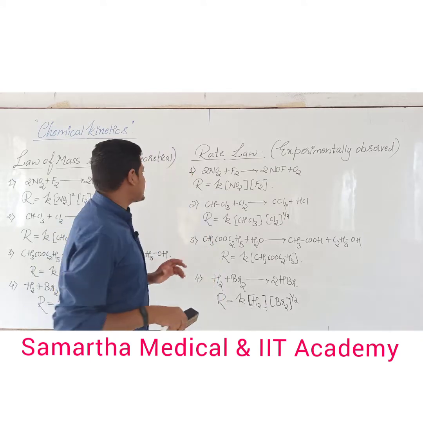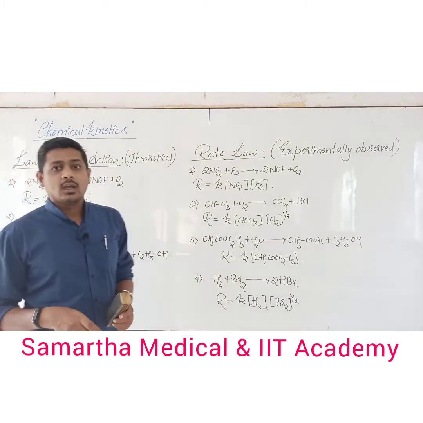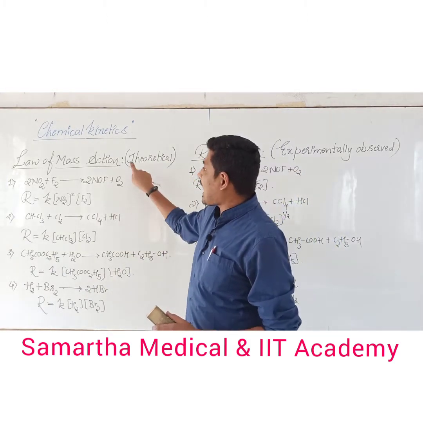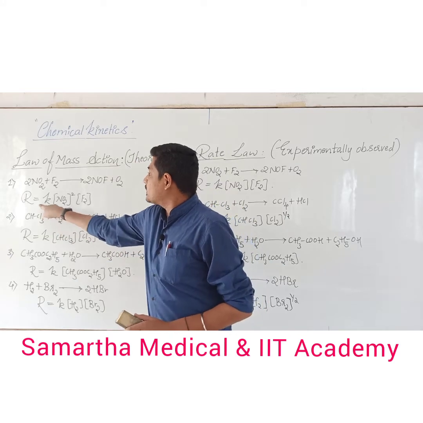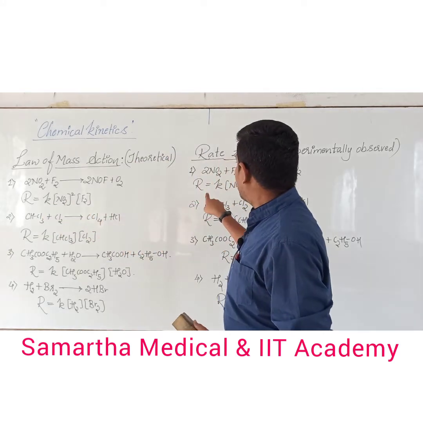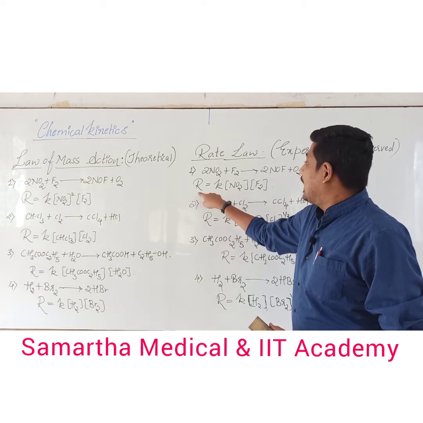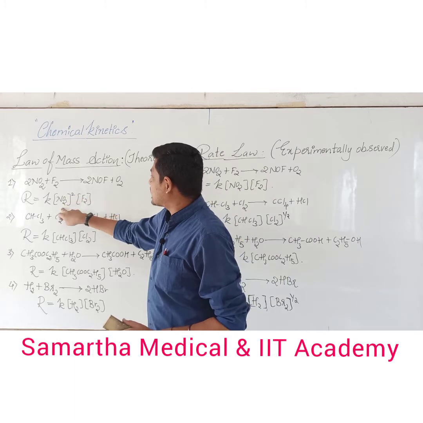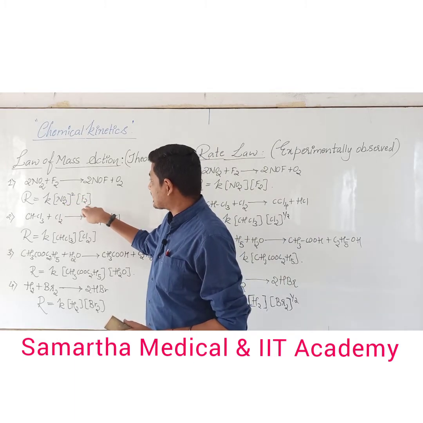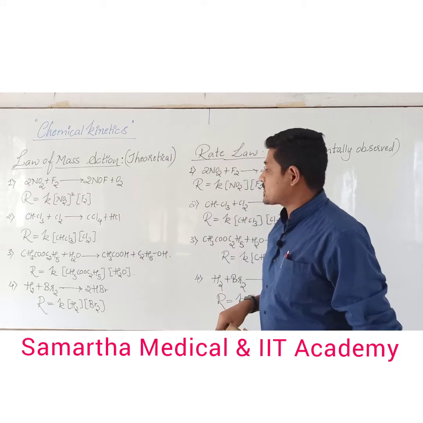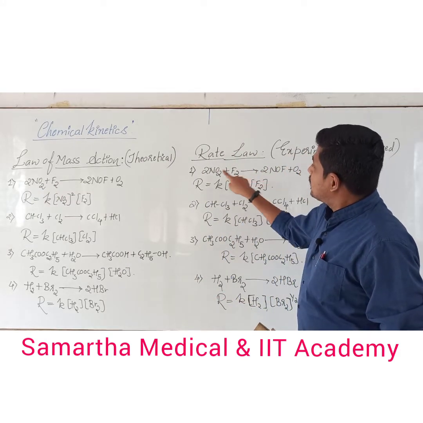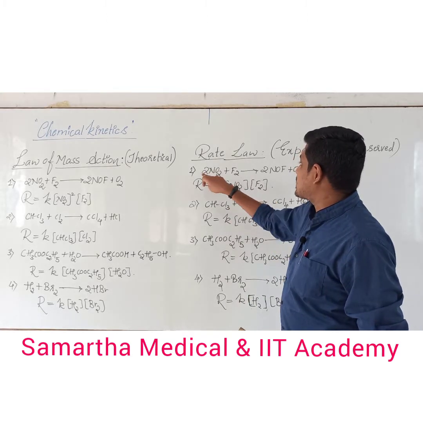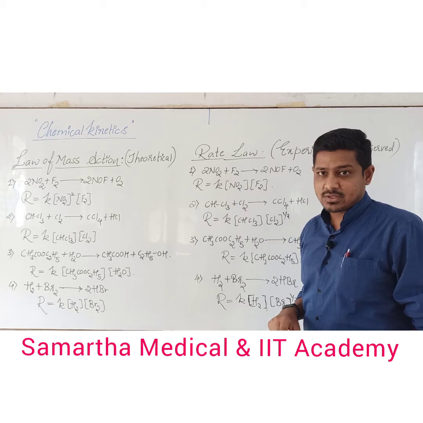Now you can clearly see the difference here. I have written the same reaction on both sides, but as per the law of mass action, the rate is like this, and as per the rate law, the rate is expressed like this. Here, the powers of the reactant concentration terms are the same as the stoichiometric coefficients, but here the powers may or may not be the same. In this case, it is not the same as the stoichiometric coefficient.